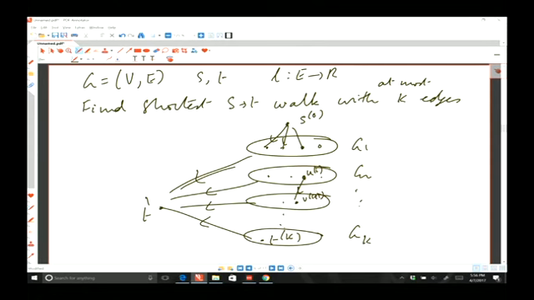What is the runtime of this? Because it's a DAG. Shortest paths on a DAG, whether they are negative lengths or positive lengths, is simply linear in the size of the graph. Here, the size of the graph is k times m.